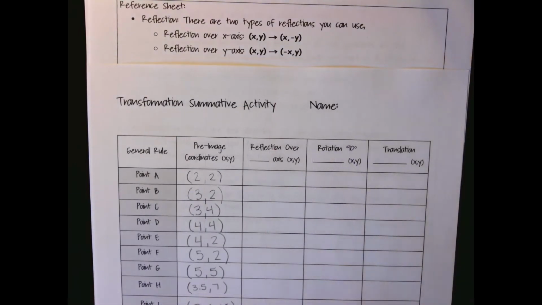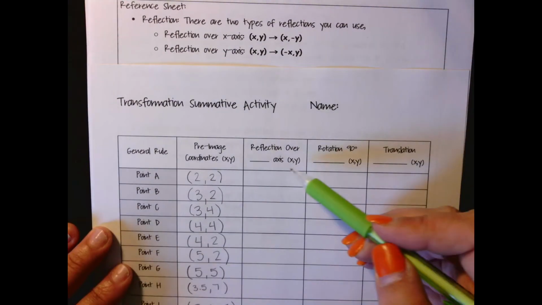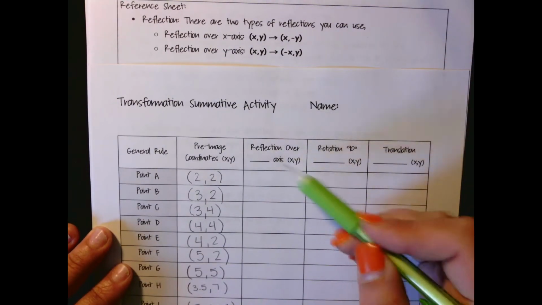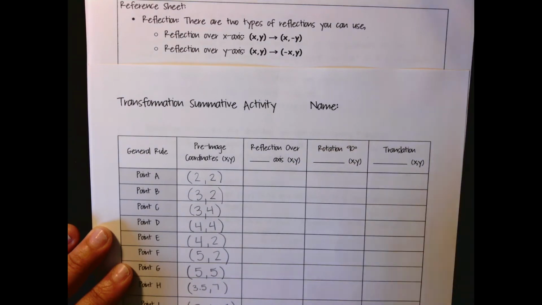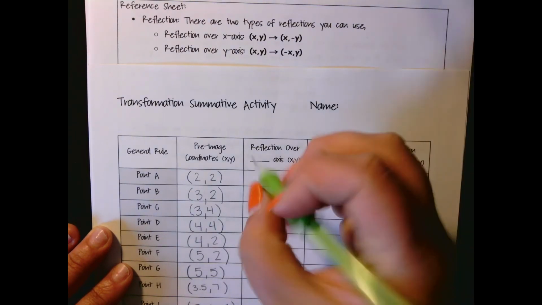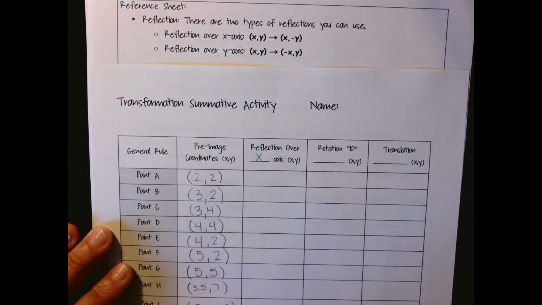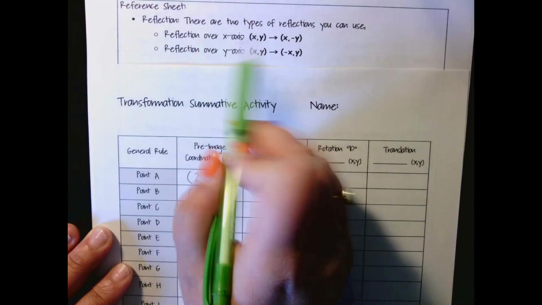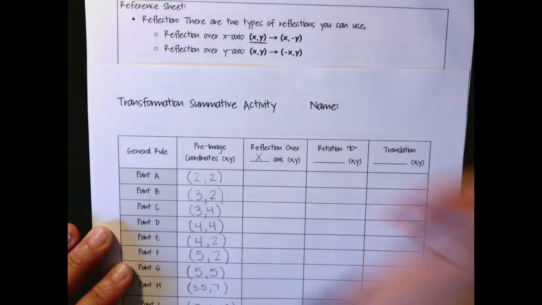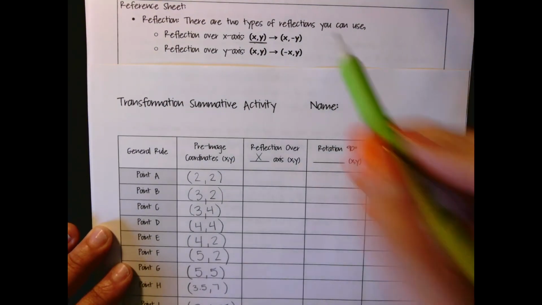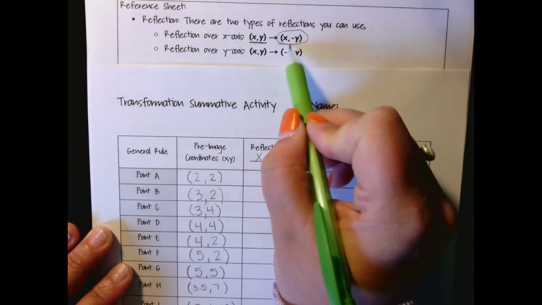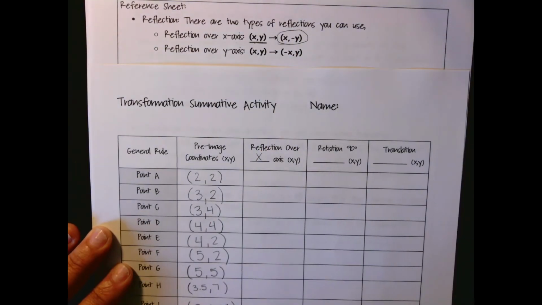I'm going to go back to my sheet. So my second column here says reflection over blank axis. So what I chose to do is reflect it over my x-axis. So I'm going to write in x there. And in order to reflect it over my x-axis, I need to take my ordered pair that I start with, my xy, and I need to change it so that all of the y coordinates are going to be negative.